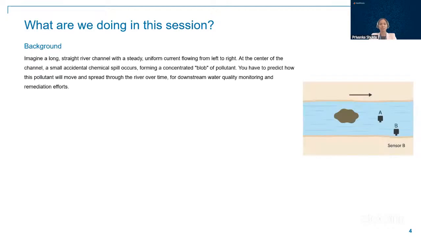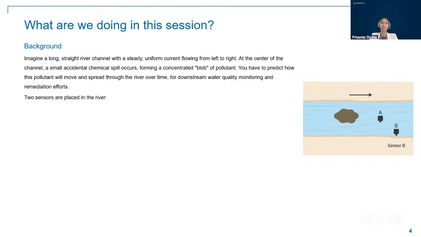In today's session, we are going to consider a long straight river channel with a steady uniform current flowing from left to right. At the center of the channel, a small accidental chemical spill occurs, forming a concentrated blob of pollutant. You have to predict how this pollutant will move and spread through the river over time for downstream water quality monitoring and remediation efforts.